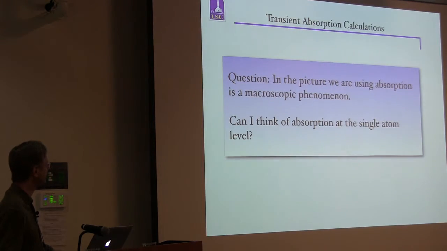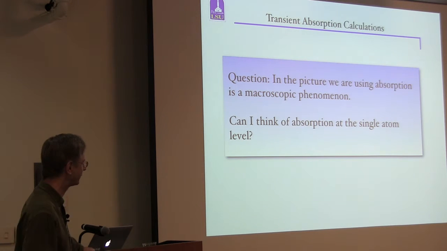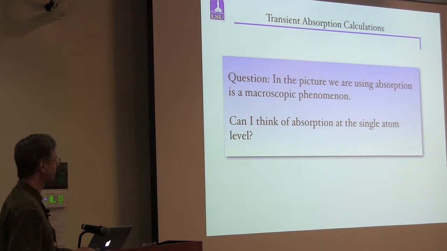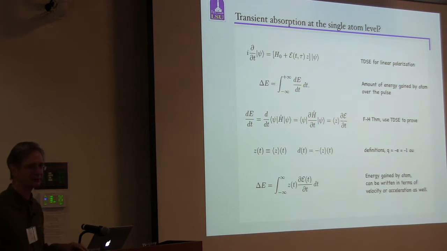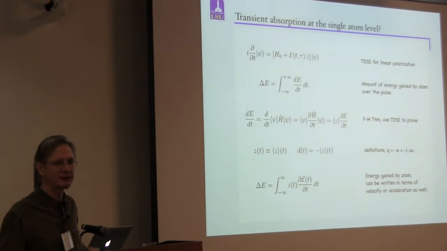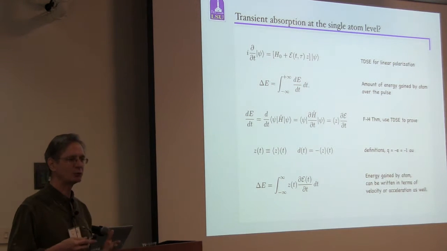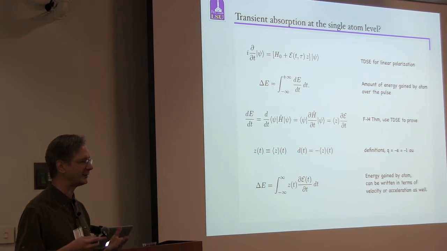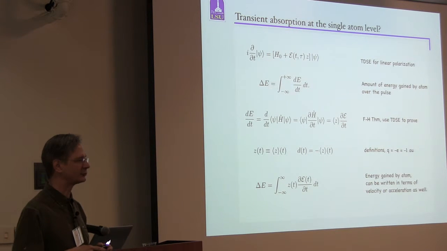So this I talked about the other night. The question is, in the picture we're using, absorption is a macroscopic phenomenon. I just said it's an interference phenomenon from the generated fields. Can I think of absorption at the single atom level? And the answer is yes. I just want to go through this because it's kind of interesting to think about. Since I don't have photons and things, at the single atom level I can think about the energy that gets absorbed from the beam by the atom. In other words, I can keep track of how much energy the atom has absorbed, and I can relate that to the energy that must have been lost by the XUV pulse.